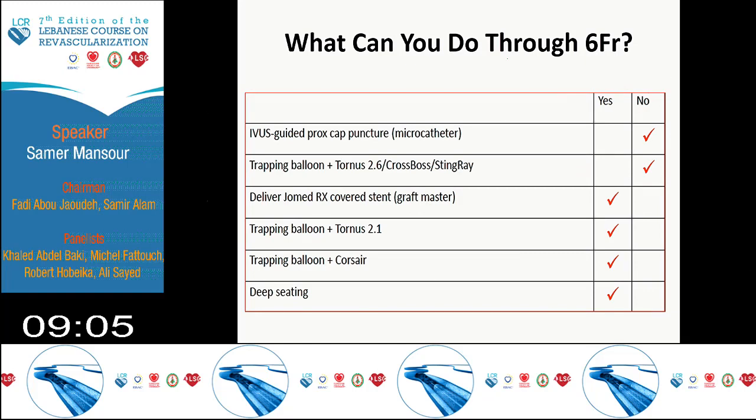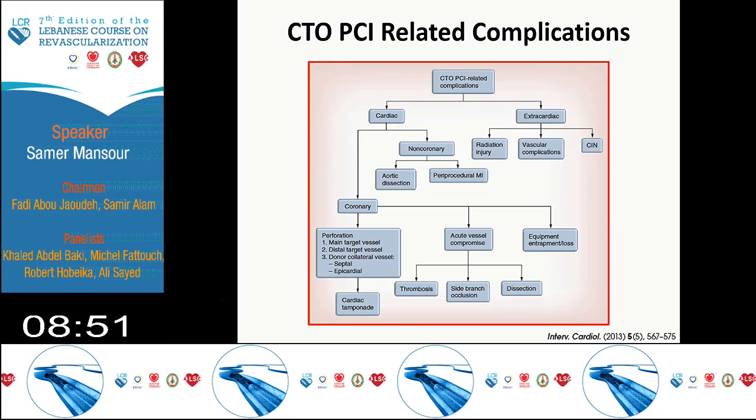You can almost do everything using the 6 French system, except having an IVUS catheter with a microcatheter. You need to go up to 8 French, and you cannot trap the wire if you are using a Tornus or the CrossBoss Stingray system. You need an 8 French; otherwise, you can do whatever you want using the 6 French.